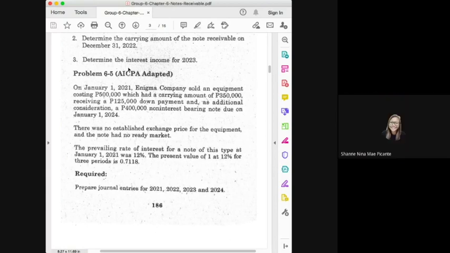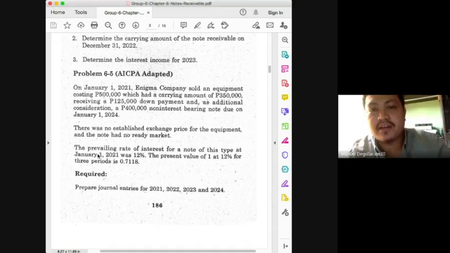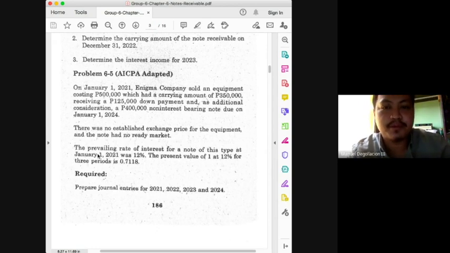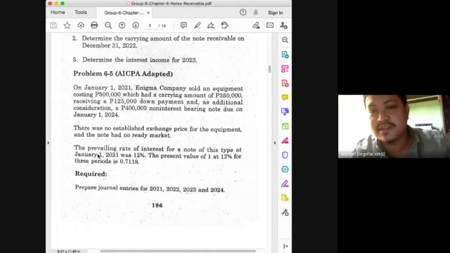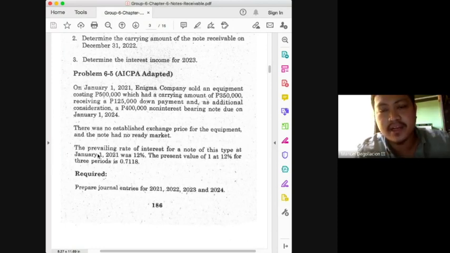Okay, so the primary difference here, class, between 6.5 and the other problems is, number one, the entity involved here is not in the business of selling this equipment. This is not a manufacturer. This is not a seller of equipment. What is being sold here is actually a used equipment, meaning this is an equipment used in the business of Enigma Company, which it is selling to another entity.